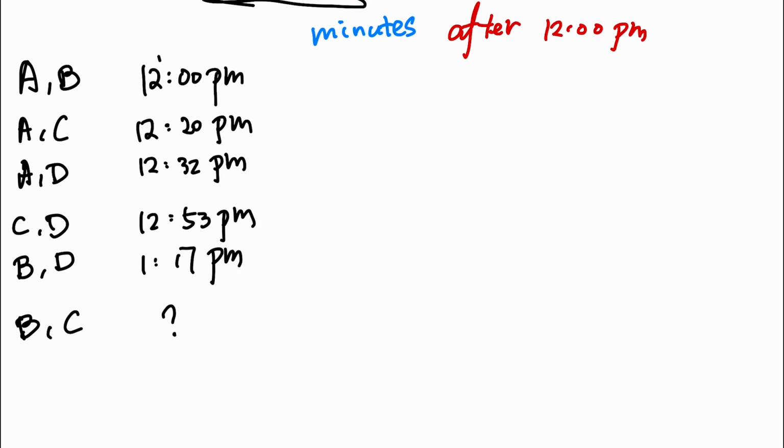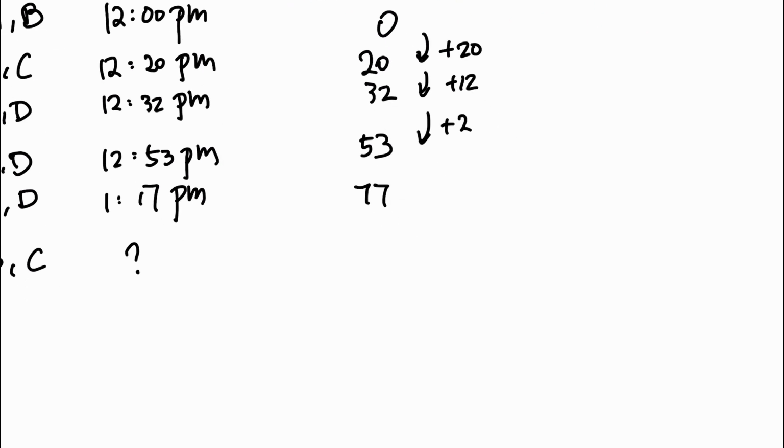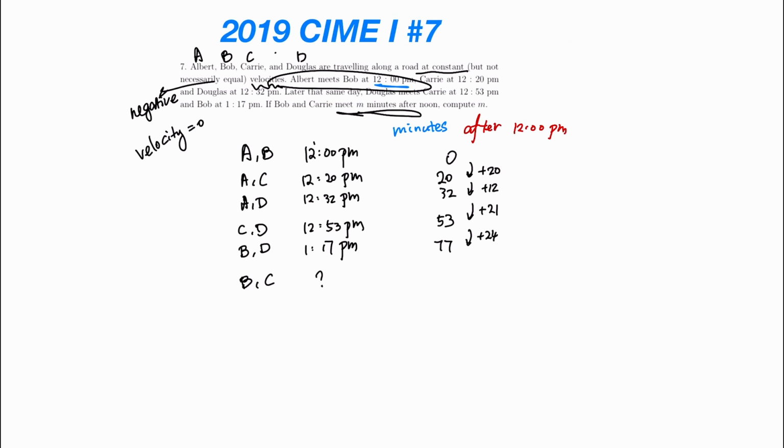So that would be, that's just obviously 0, that's 20, that's 32, that's 53, that's 60 plus 17, that is 77. And for each of these, if we subtract the neighboring times, we get 20 minutes, 12 minutes, 21 minutes, and that will be 24 minutes. All right. So now we are fully prepared to start on this problem.